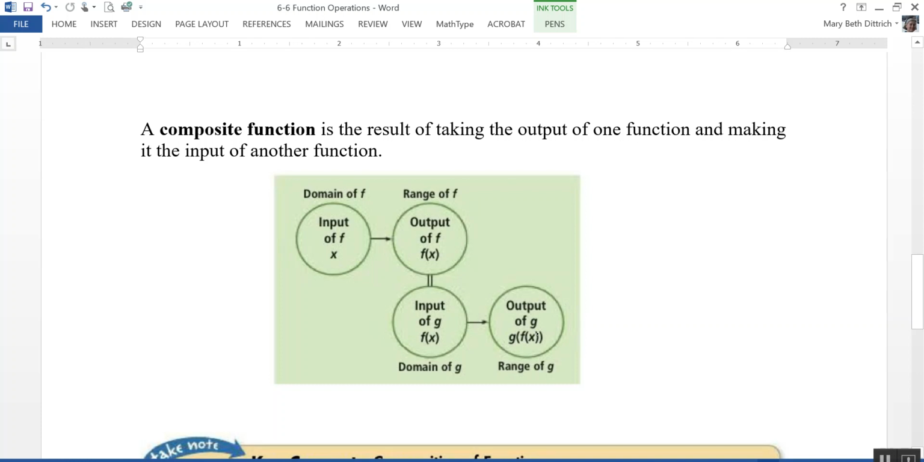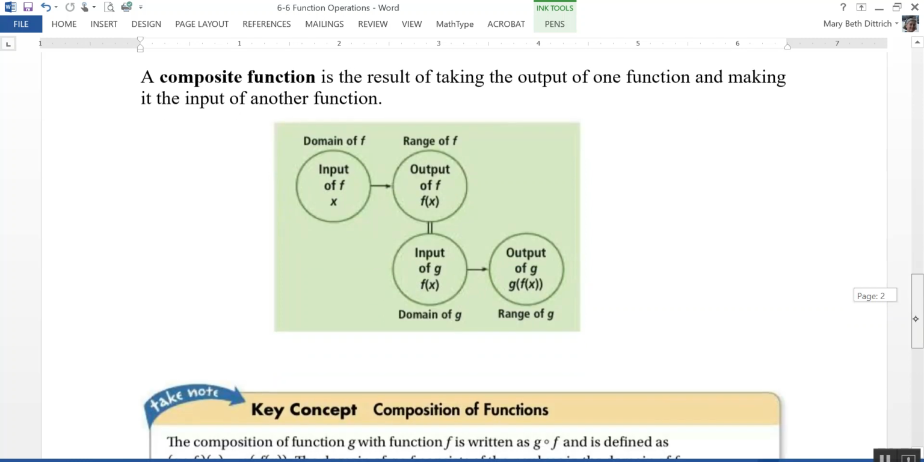So in other words, put in your value for f. When you get that output, put that value in as the input of g, and then your answer, your solution, is the result of a composite function. You're composing or putting these two functions together.